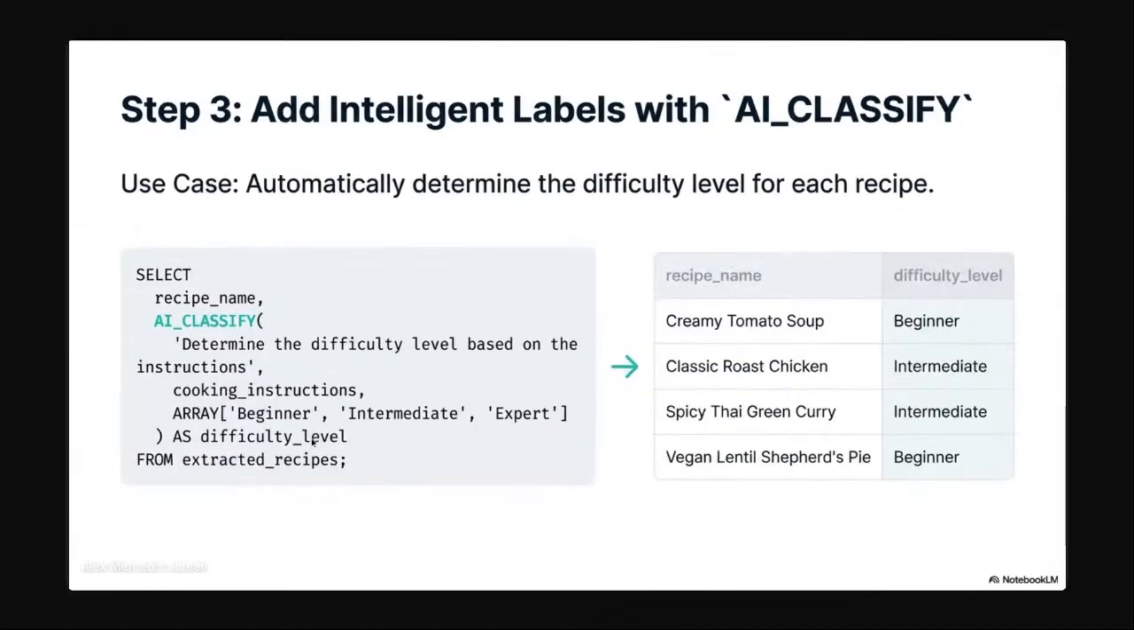Okay, so now let's say, hey, I want to classify that data. Now I have the data from that previous step, and I say, hey, I want to take the data in my cooking instructions table and classify that as either beginner, intermediate, or expert. And we're going to call this new column difficulty level. It's going to take each record for my cooking instructions, put it into one of these categories and return the value. And you get something like this. So, here's a recipe, creamy tomato soup.